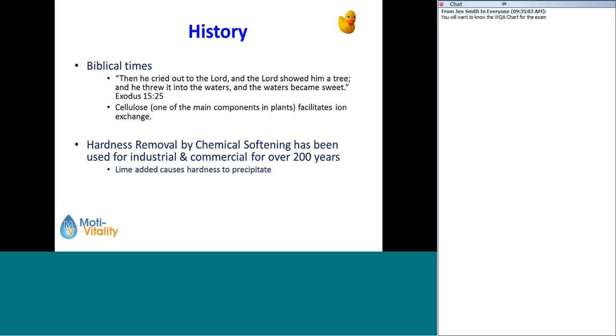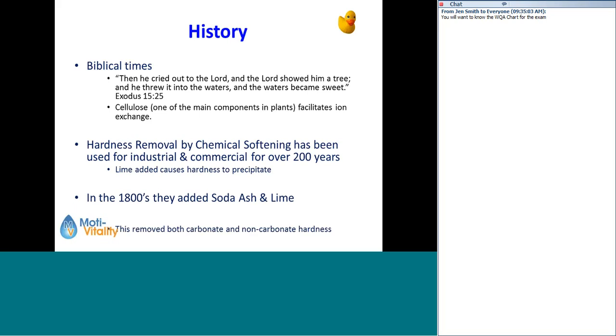So basically what happens, they have this big reservoir, this huge reservoir, and they'd add lime, which caused the hardness to precipitate, and then in the 1800s they added soda ash and lime, and that actually removed both the carbonate and the non-carbonate hardness. So that's the way that most municipalities do it even today. You have these big reservoirs, they add lime and soda ash to it, and that causes the hardness to settle down to the bottom of this reservoir.